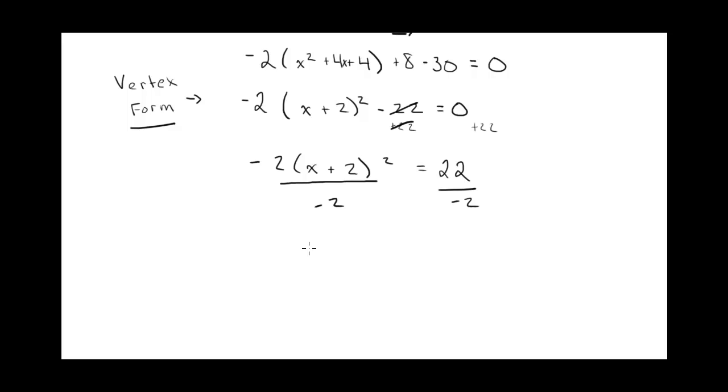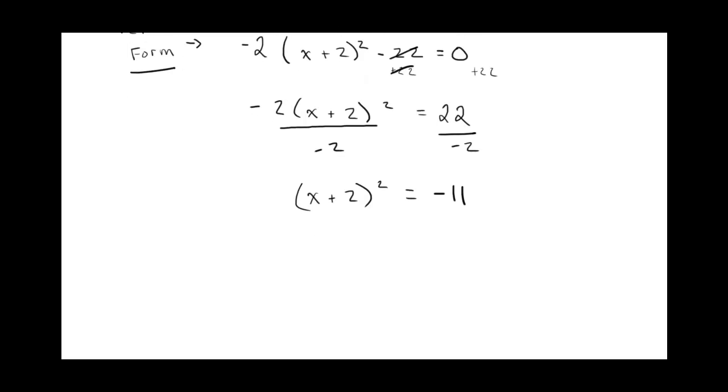Now something interesting is going to happen. Negative 22 divided by negative 2 is negative 11. Now you need to take the square root of both sides. And plus or minus. Well, over here that's fine. Square root, that'd be x plus 2. But what does that equal? Well, you have a square root of a negative number.